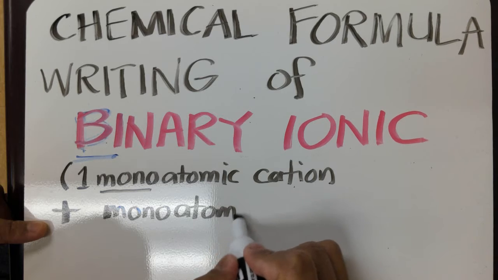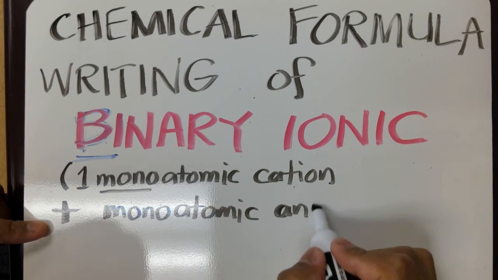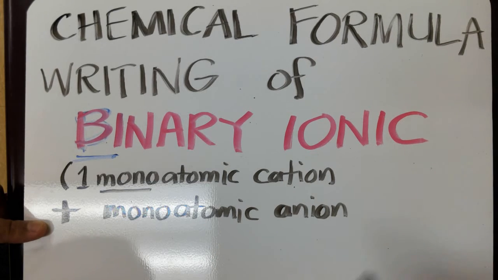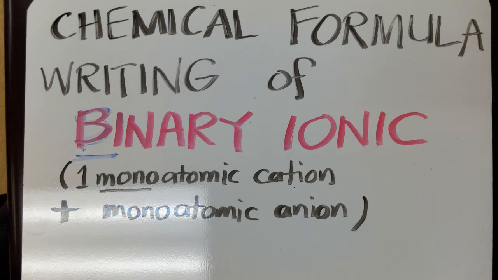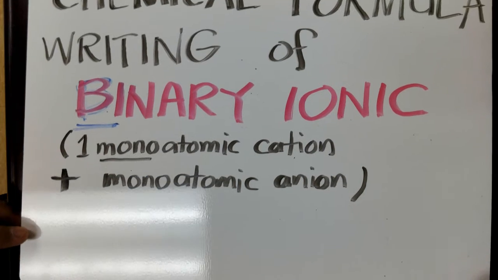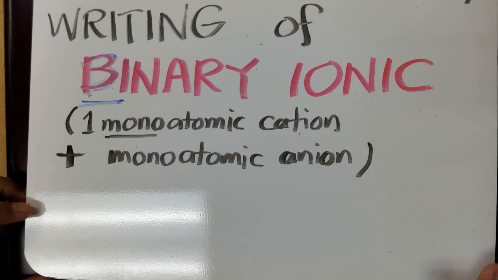monoatomic anion. Okay? So it's a partnership between one cation and one anion, each containing only one specific type of atom. Let me give you a representation of this monoatomic cation and anion.